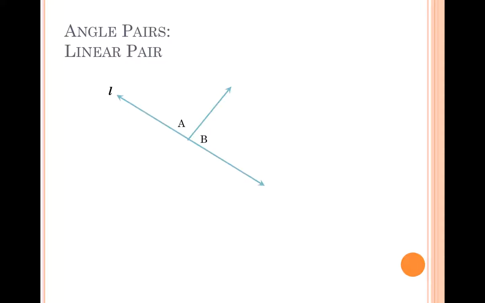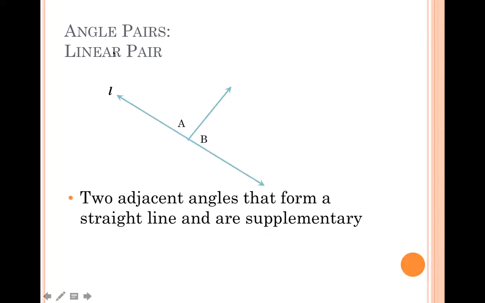Alright, so our angle pairs. Our next one is called a linear pair. This is kind of like supplementary angles, but there's a catch. A linear pair, first of all, has to be two adjacent angles. Supplementary angles don't necessarily have to be adjacent, so be careful. They have to be right next to each other, and they have to form a straight line when you put them together. Since they form a line, it makes them supplementary, which is cool.